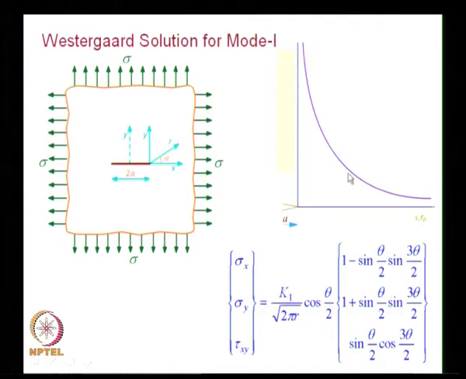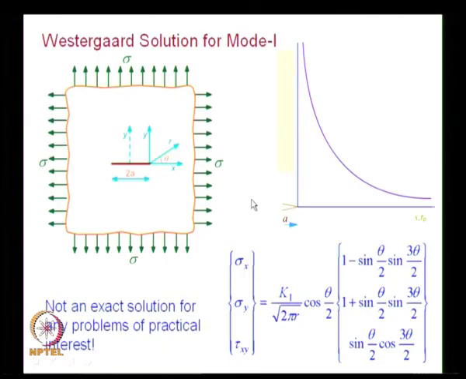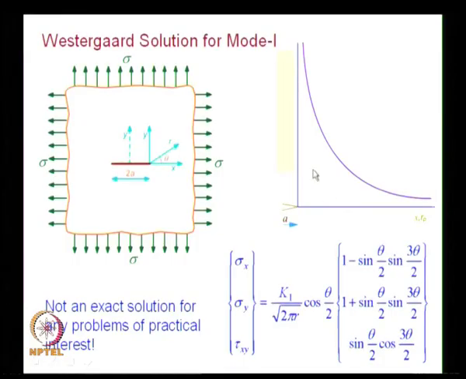When you go to infinity, what happens? When you say r equal to infinity, it goes to 0. What does it mean? It is not an exact solution for any problem of practical interest. Then why is it so important? See, what you will have to keep in mind is the solution what we have got is a singular solution, and this is valid in a close vicinity of the crack tip.